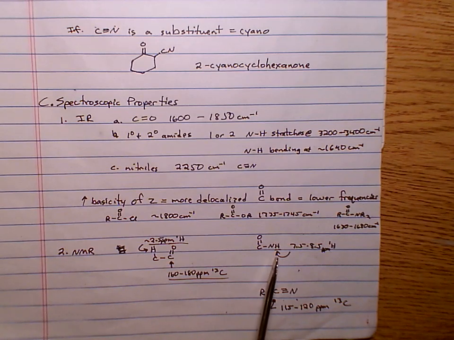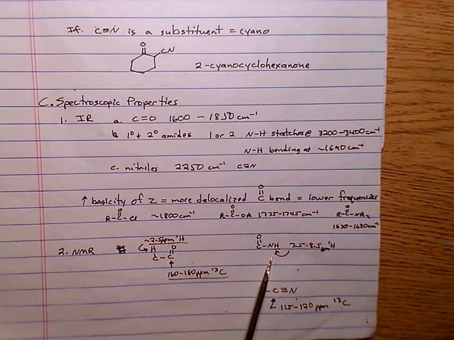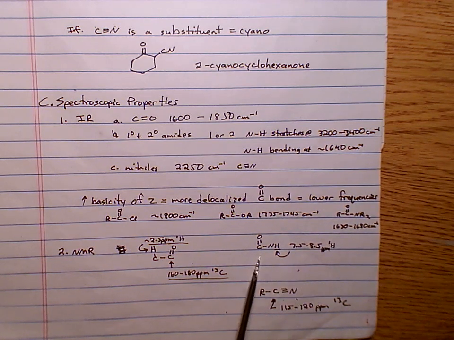So, a few other things. This hydrogen on an amide comes at around 7.5 to 8.5 ppm. Take that with a grain of salt, because it's on nitrogen. Weird things can happen. And the carbon of a nitrile comes at about 115 to 120 ppm in the carbon-13. All right.